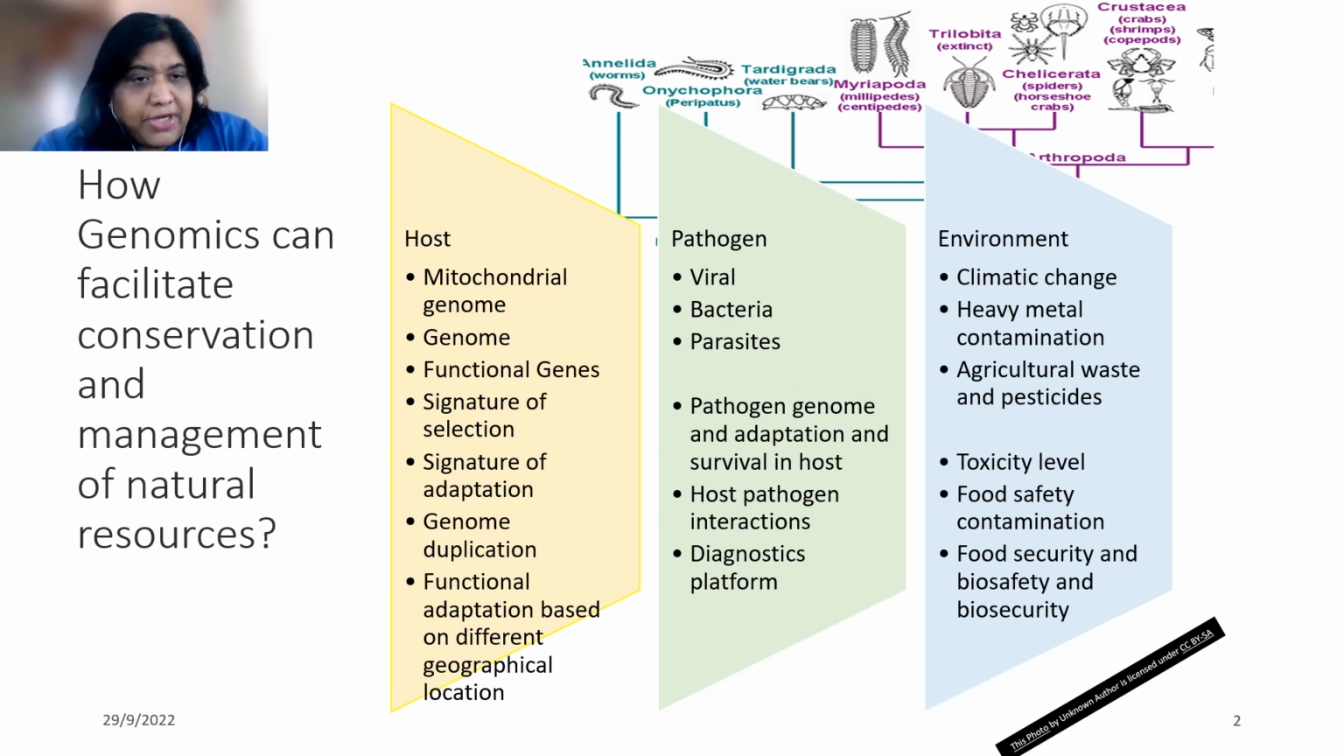Now, we are looking at three different components: one from the perspective of the host, another from the perspective of the pathogen, and the third component is the environment. It's very much like in quantitative genetics, where phenotype equals genotype plus environment. So the phenotype here is the host, and we started off in our earlier research many years ago using the mitochondrial genome and, of course, the genome information of the organism.